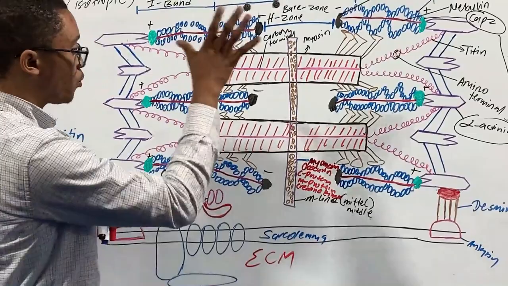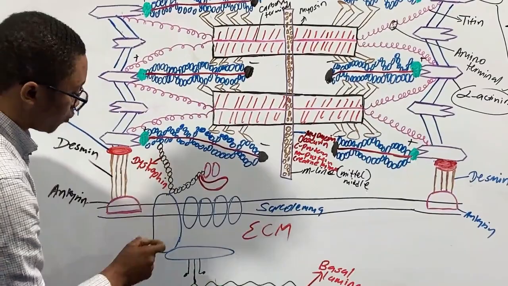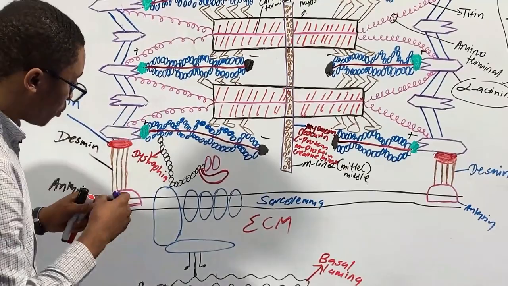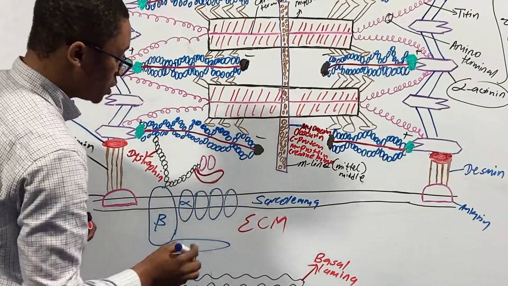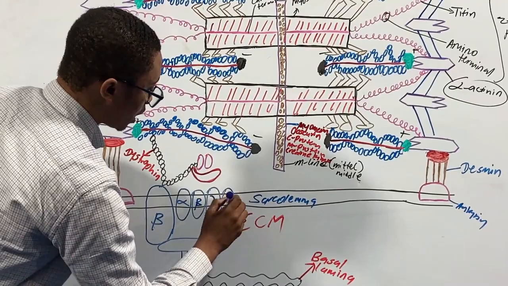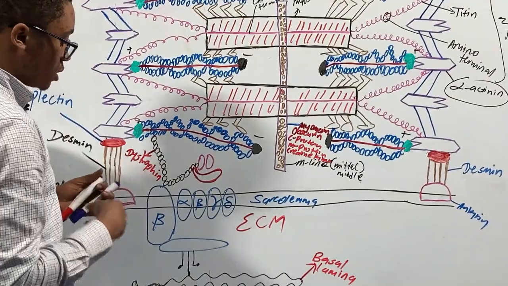So this is dystrophin, a very important protein. It has five complexes. This is the alpha subunit, this is the beta subunit, this is the gamma subunit, and here we have the delta subunit. This is known as the cycloglycan.